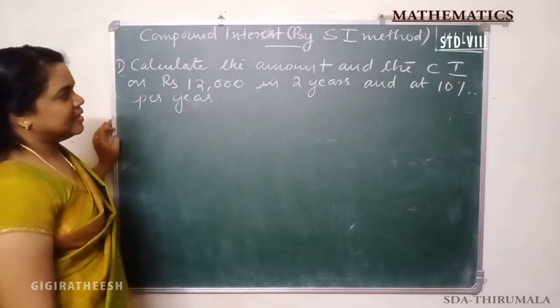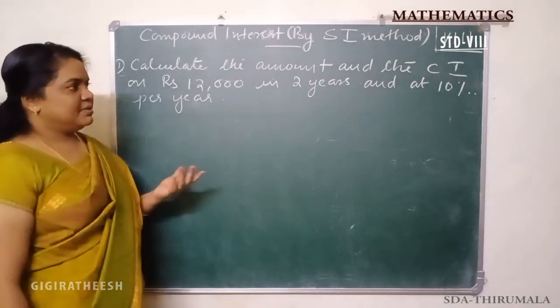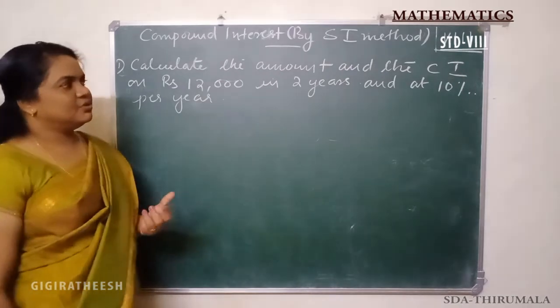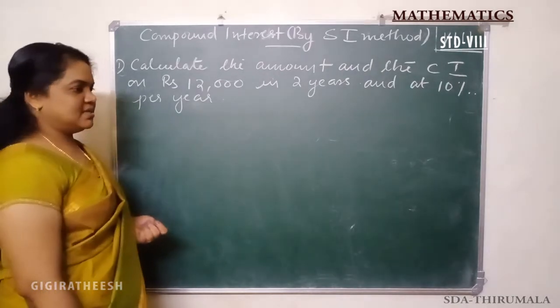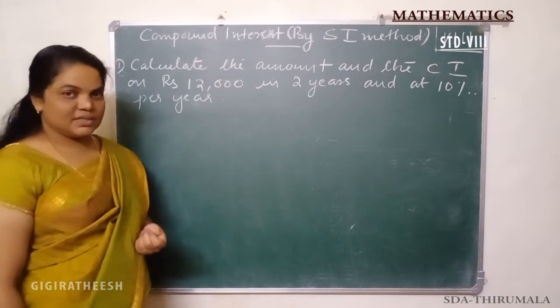By the simple interest method, how can we calculate compound interest? Previously we studied how to find the simple interest. The formula for calculating simple interest is equal to PRT by 100.